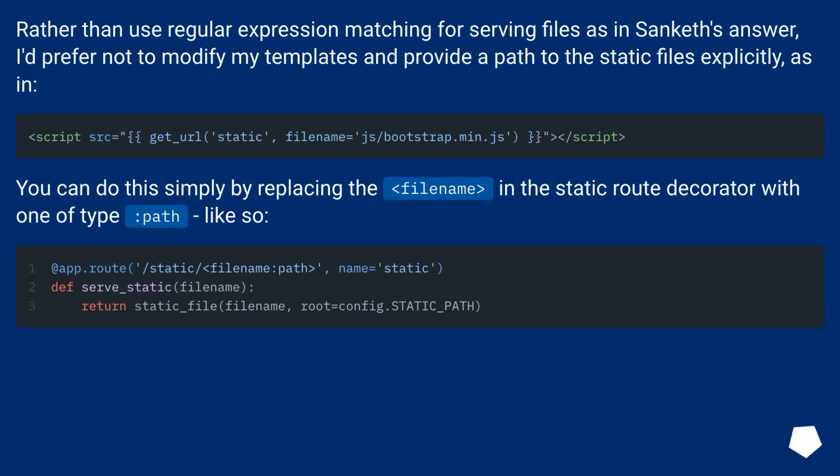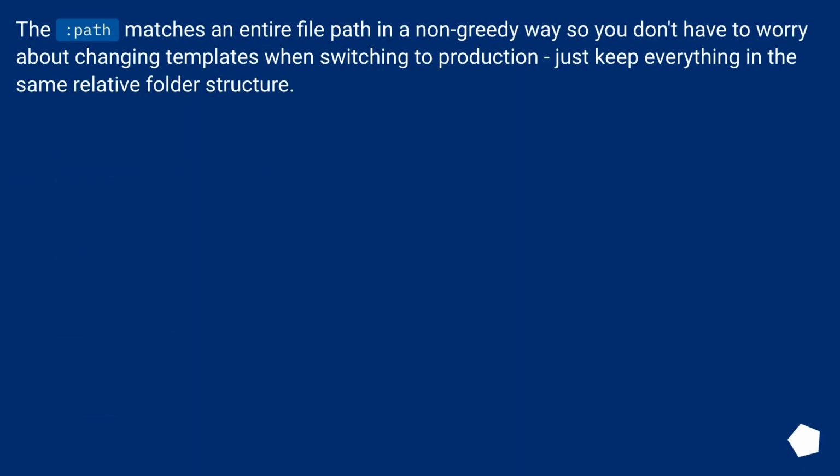Rather than use regular expression matching for serving files as in Sankith's answer, I prefer not to modify my templates and provide a path to the static files explicitly, as in. You can do this simply by replacing the file name in the static route decorator with one of type :path, like so. The :path matches an entire file path in a non-greedy way, so you don't have to worry about changing templates when switching to production. Just keep everything in the same relative folder structure.